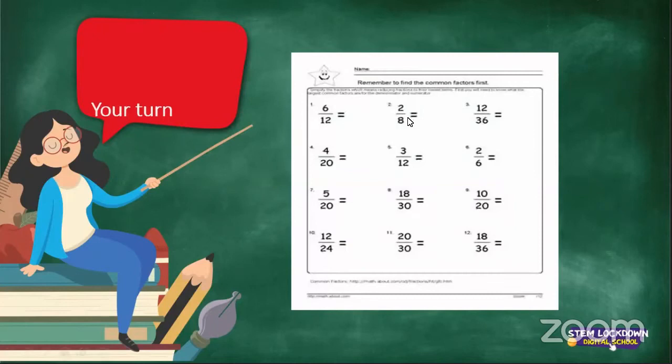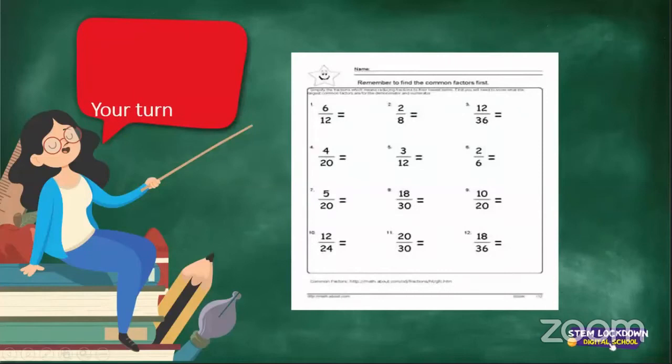We move on to the next one. We have 2 over 8. Here we'll use 2 as a divisor. 2 goes into 2 once, so we'll have 1 as the numerator, and 2 goes into 8 4 times, so we'll have 4 as the denominator. We'll have 1 over 4 as our answer.